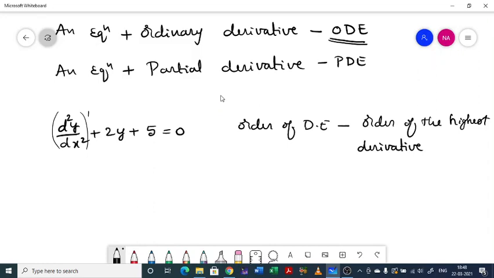Similarly, we can think of degree. When we look into the highest derivative term, look into the degree of that term. If you have 2 here, the degree of that differential equation will be 2. Similarly, if you have 3 here, the differential equation will be of degree 3. So the degree of a differential equation is the degree of the highest order derivative appearing in the given differential equation, after removing all fractions.